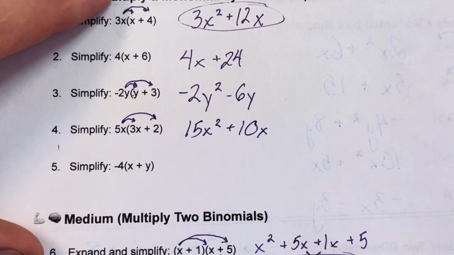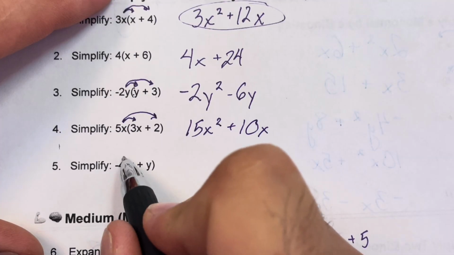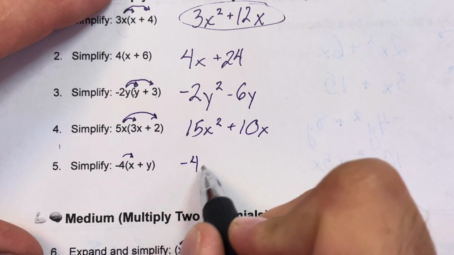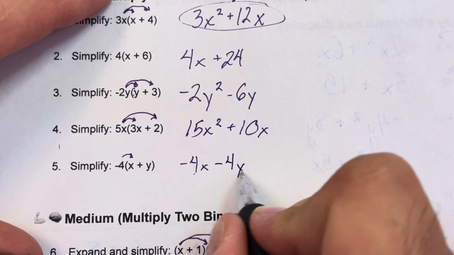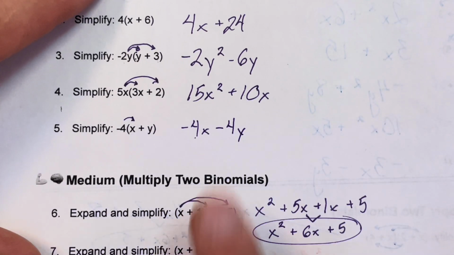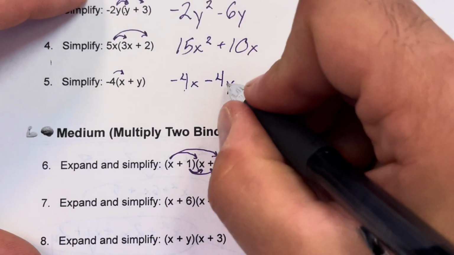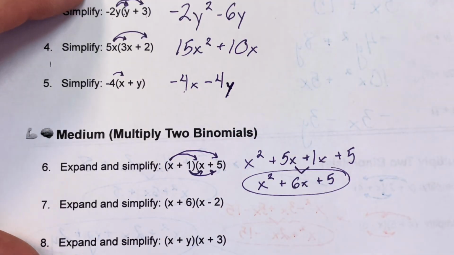10x. All right. And down here, negative 4 times x is negative 4x, and negative 4 times y is negative 4y, and I'm writing that as negative 4x minus 4y. Be a little cleaner on my penmanship there.